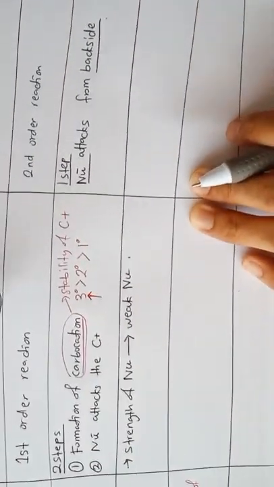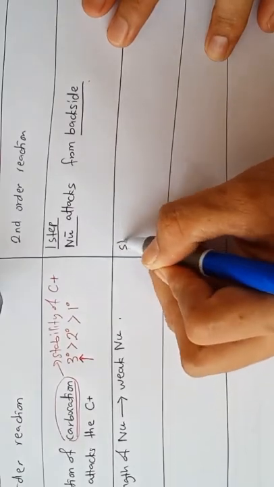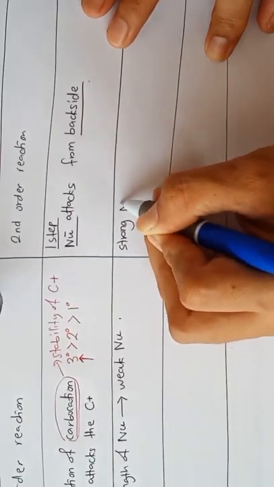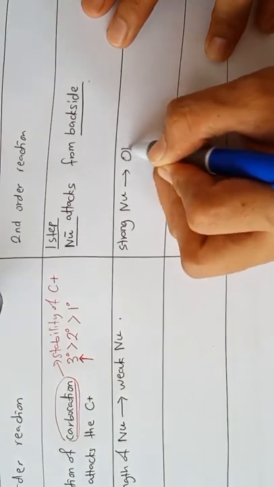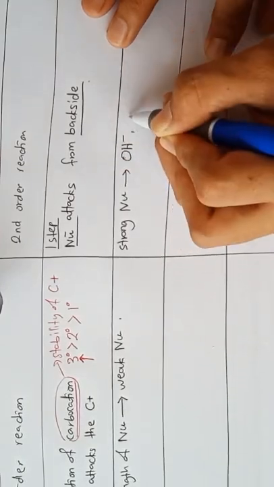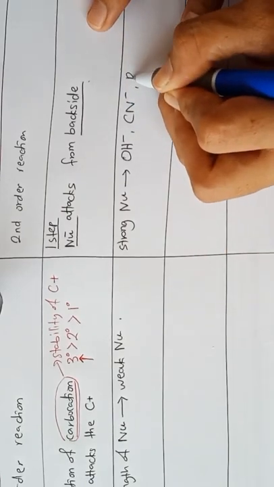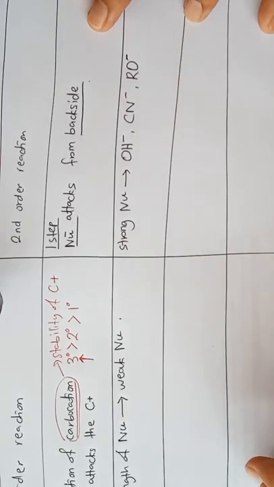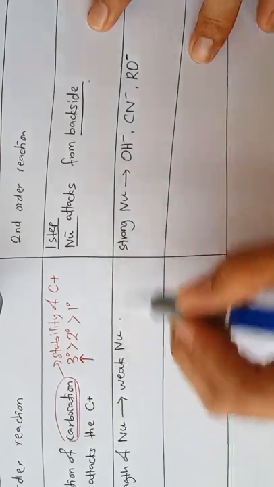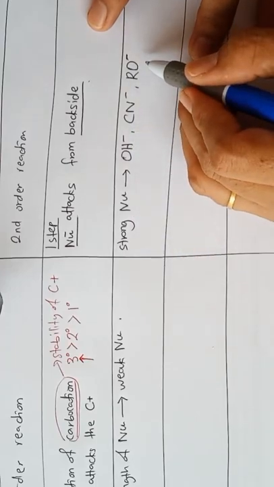Meanwhile, for the SN2 mechanism, we need a strong nucleophile. For example, we need OH minus, cyanide ion, and also the RO minus ion, the alkoxide ion. For the SN2 mechanism, we need a strong nucleophile. These are examples of strong nucleophiles.